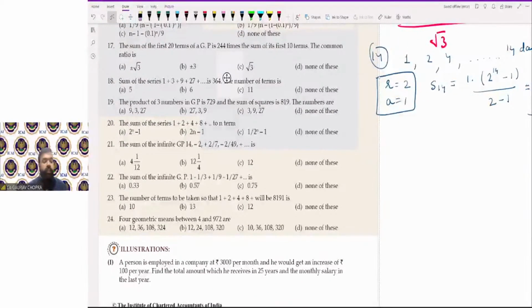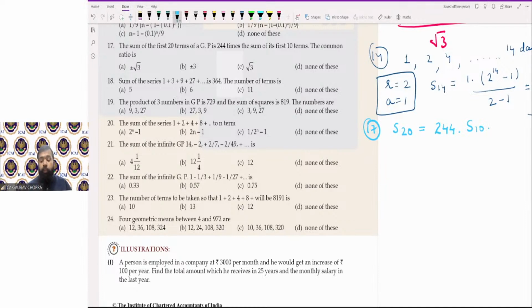Now the next one, question number 17. Now 17 में क्या करना है? The sum of first 20 terms of GP is 244 times the sum of first 10 terms. Then find out the common ratio. It's very simple. Question actually simple है, not at all difficult. But करना कैसे है? Let us understand. Sum of first 20 terms, S20, is equal to 244 times S10. So 244 multiplied by S10.